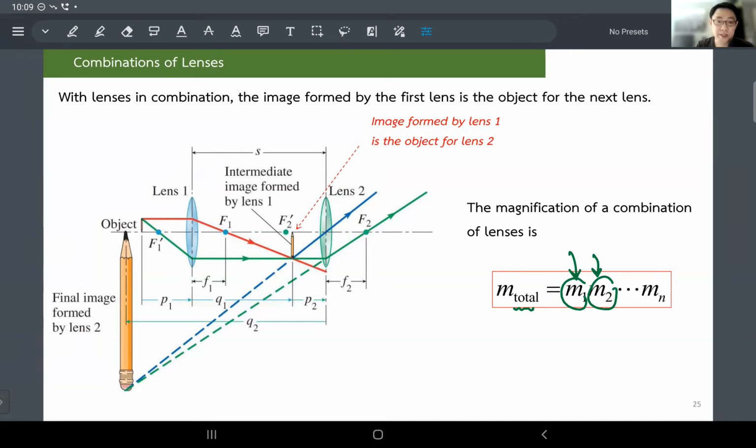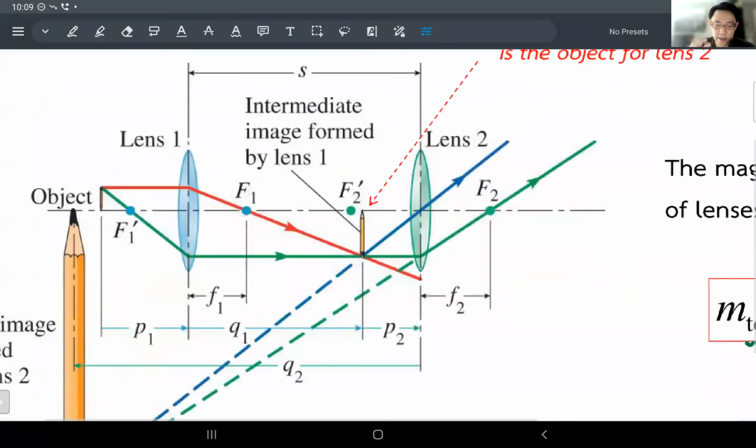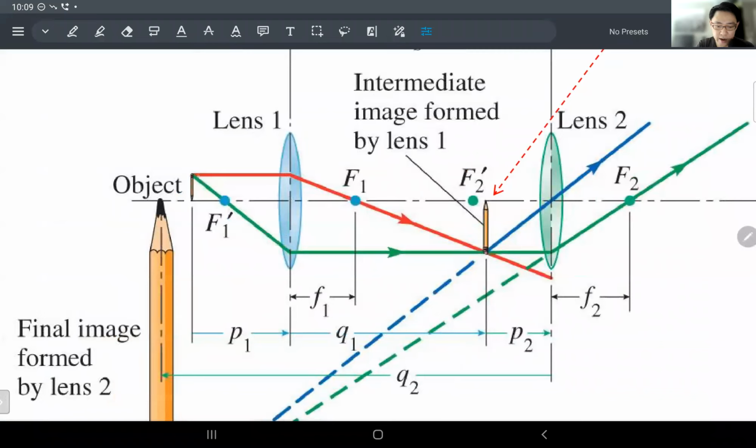Now, the steps that we're going to take are very simple. Think about the object right here. Let me highlight that one. It's super small here. That's the yellow one, the pencil. It's the real pencil with the tip down, being placed in front of lens number 1. So you just apply the lens equation and figure out the image location of this object due to lens 1. Does that make sense?